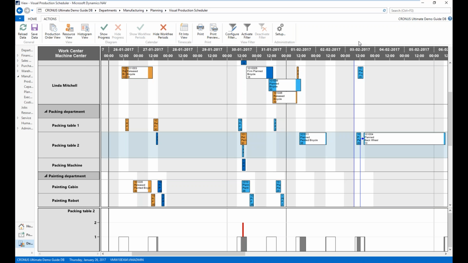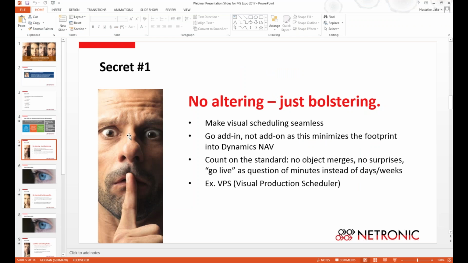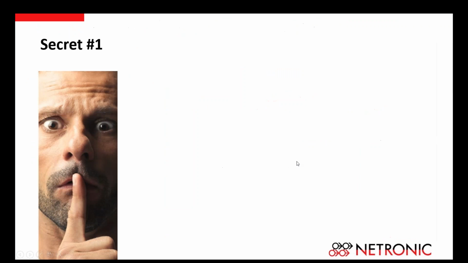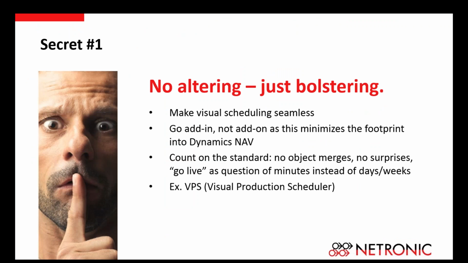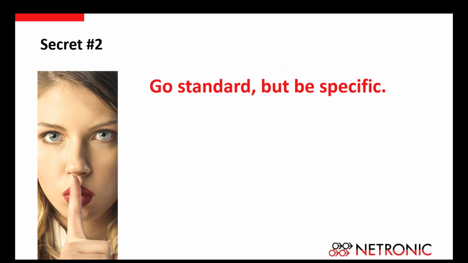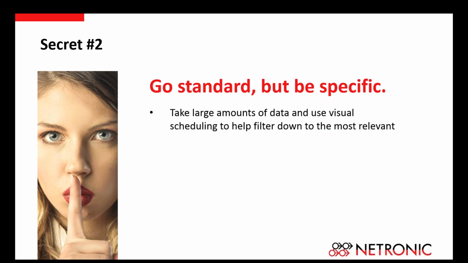But let me just come back here to my slides for a second. All right, so we had a look. Moving into secret 2, we're going standard, but we're being specific. Like we keep saying, we're using the standard data, but the goal here and what visual scheduling allows you to achieve is to take very large amounts of data and filter it down or shrink it to a size that is relevant for you at a given time.